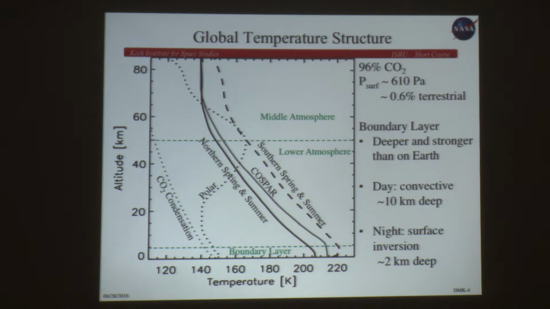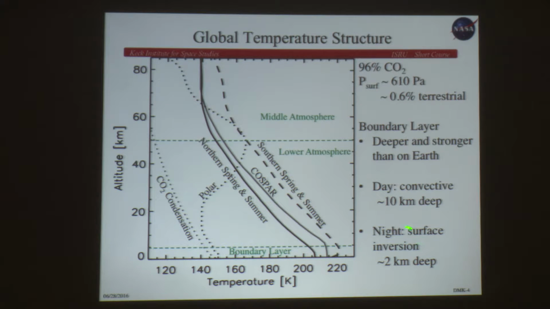The Mars atmosphere is generally divided into 4 layers. There's a boundary layer at the surface, which for ISRU is probably the most interesting point because it's the area where you're working in. It's much deeper and much stronger than on Earth, with a convective boundary layer in most parts of Mars that can reach up to 10 kilometers in depth.